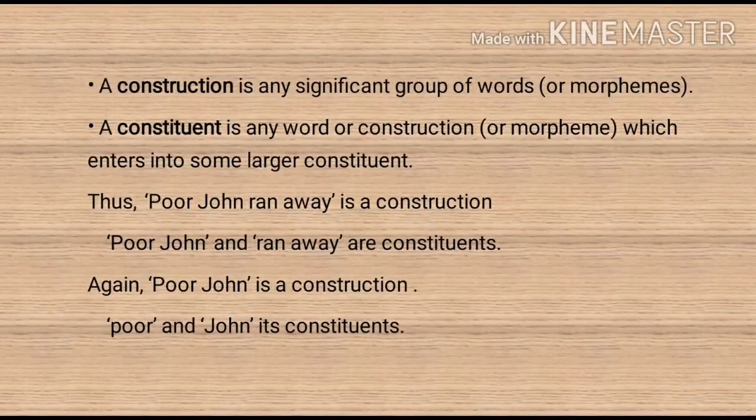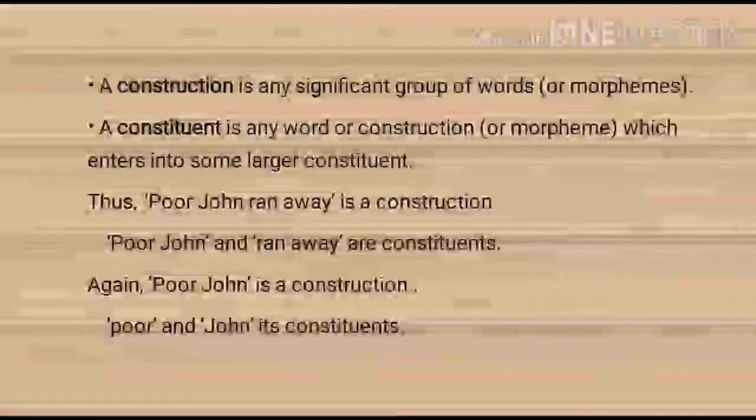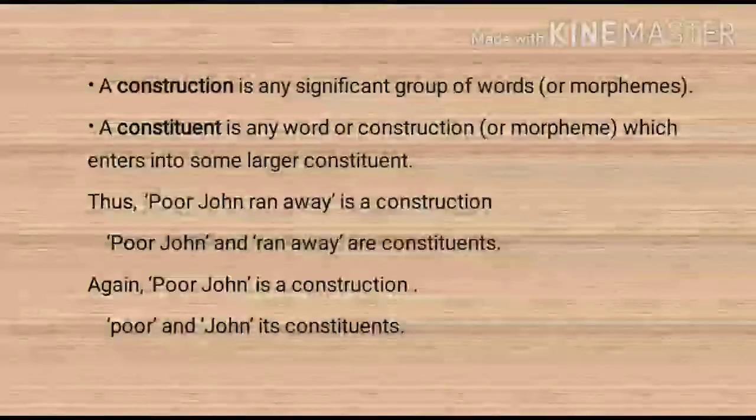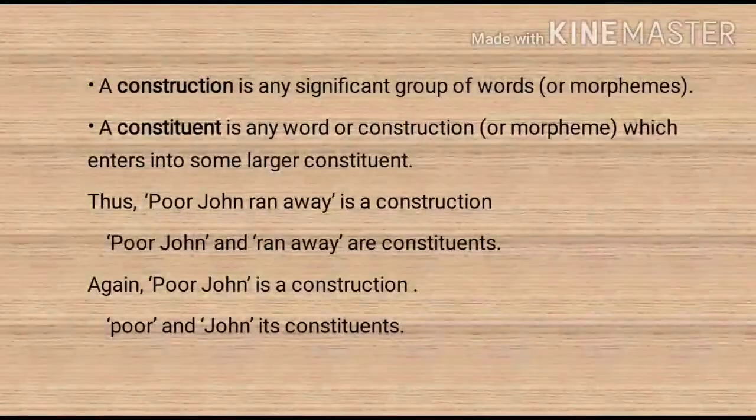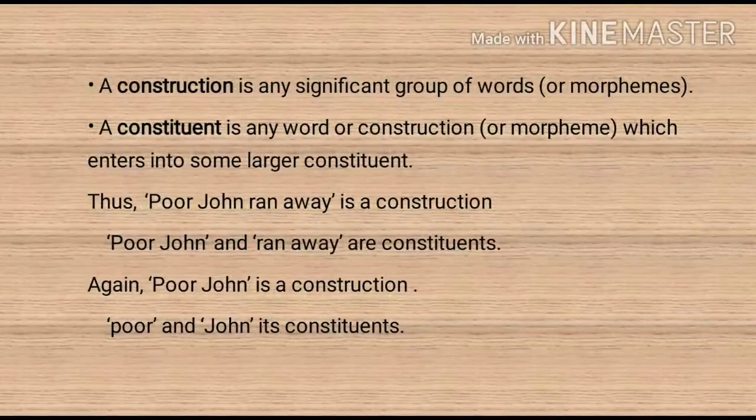sentence. Now, let's see what is a construction and what is a constituent. A construction is any significant group of words or morphemes, and a constituent is any word or construction or morpheme which enters into some larger constituent. Thus, in the example given, the whole utterances are constructions and each of the words a constituent.